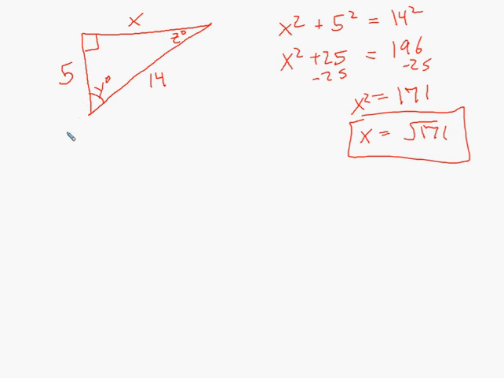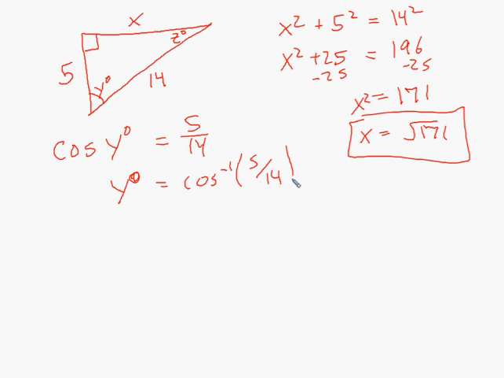Alright, a brave soul set up finding y. You're right, cosine. This side is the what? Hypotenuse. And this side is adjacent. So cosine of y, remember an angle goes right here, equals 5 over 14. Am I ready? What do I do next? Inverse cosine. If I want the angle, I do an inverse. So inverse cosine of 5 over 14 gives 69.1.